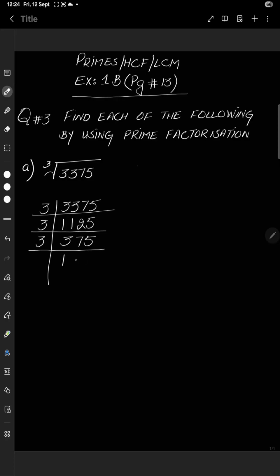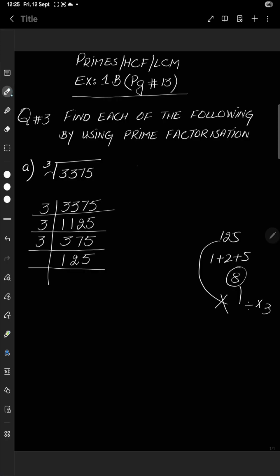3 twos are 6 and 3 fives are 15, so 125. Now for 125, if I take the sum of the digits, 1 plus 2 is 3, 3 plus 5 is 8. So 1 plus 2 plus 5 equals 8. 8 is not divisible by 3. If 8 is not divisible by 3, this means 125 will also not be divisible by 3.